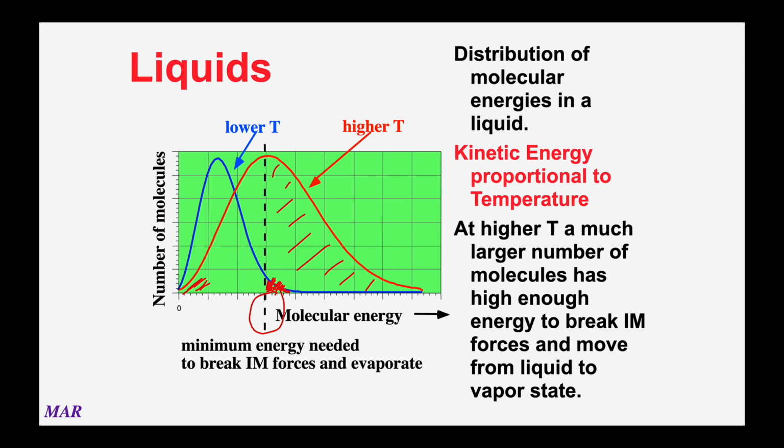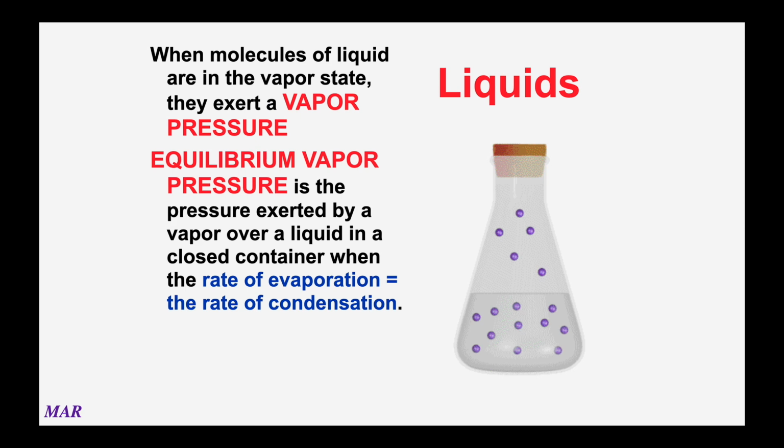So this is, again, how scientists think about it. And we're trying to think about the amount of liquid molecules that turn into the vapor or gas state. So this brings up the idea of what's called vapor pressure. And vapor pressure is the pressure exerted by the little bit of gas above a liquid.